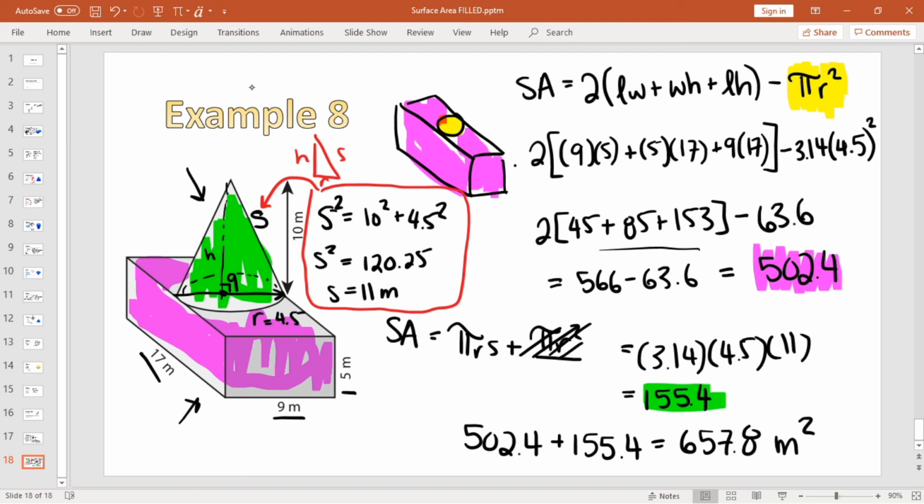And that is all for the slideshow, and we're going to do quite a few more examples in the Zoom class.